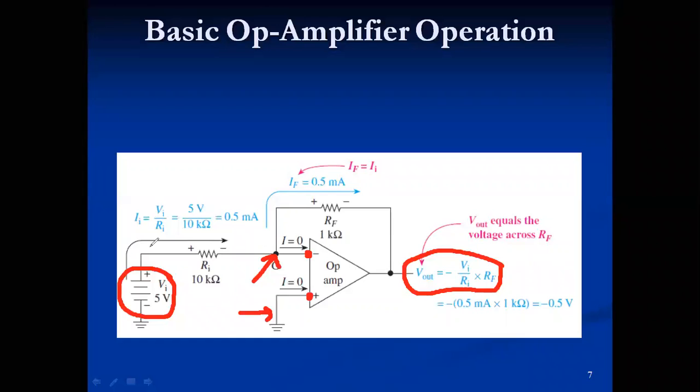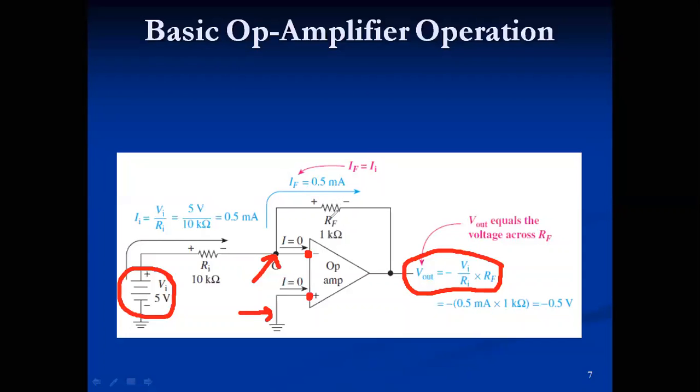You have a resistor, so 5 volts over 10K. You have a voltage difference. You take the node here minus the node behind the resistor. That's your voltage difference. You divide by the resistor. Now you have a current of 0.5 milliamps. That 0.5 milliamps is going to go straight through the feedback resistor. And so now I know what the voltage difference will be here, because I have the current.